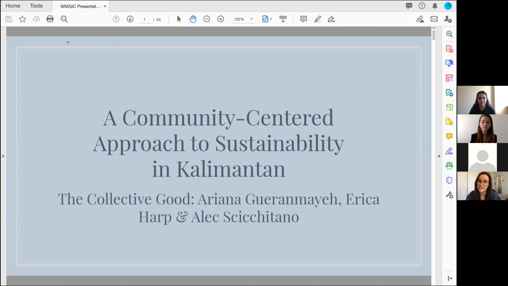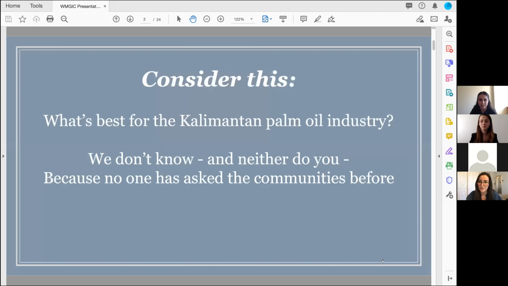Our project is entitled A Community-Centered Approach to Sustainability in Kalimantan. So the overarching question for our project was, what is best for the Kalimantan palm oil industry? But upon reflecting on this question, we realized it will be impossible to answer unless we consider the needs and desires of local community members who are directly impacted by the palm oil industry.